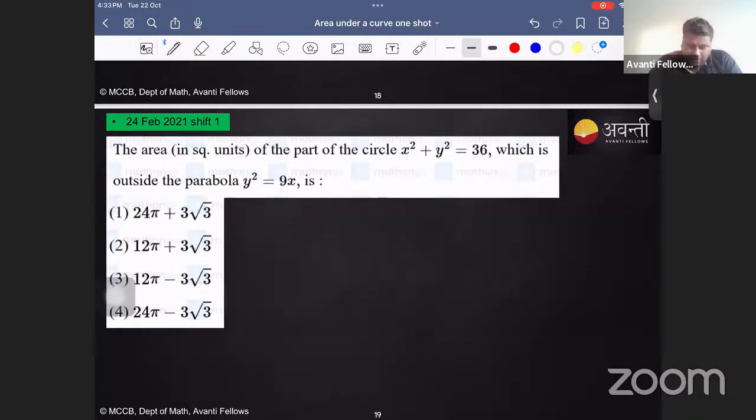The area of the part of the circle which is outside this parabola. See, this chapter requires a prerequisite that you should know all the basic graphs of circles, parabola, ellipse, hyperbola, logarithmic functions, exponential functions. At least this should be known to you. Am I correct? Anyways, start with this. Area in square units of the part of the circle which is outside the parabola.